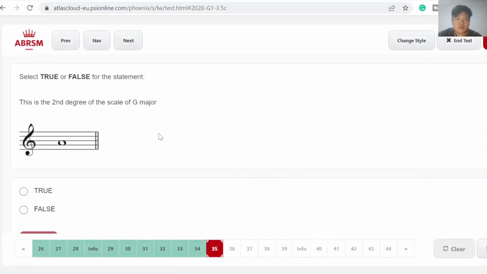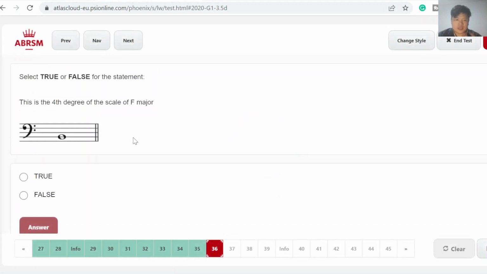Let's go on. Second degree, okay, second degree is very easy. You may use your finger to count the step first. For example, G major, the first one is G. G go up one step is a 2, correct? So 2 is a second, so G, A. So your note must be A. So this is A note, yep, it's true.